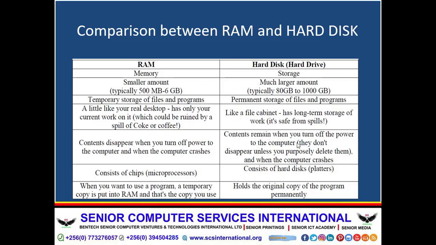RAM is a little like your desktop. RAM has only your current work on it, whereby it stores only that available work. But a hard disk contains and retains content whenever you need it, you can access it, whereby it can be a permanent storage device. RAM consists of chips, microprocessors, while a hard disk contains platters.